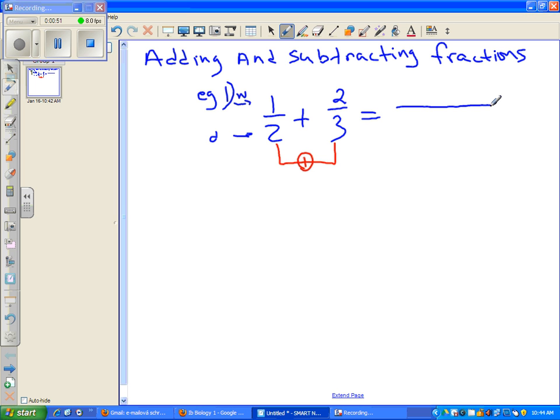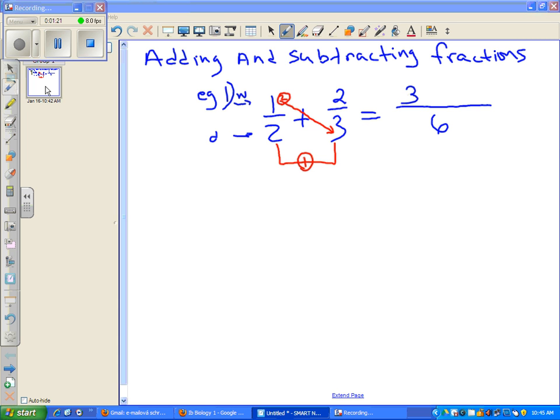So I put the line over here, and I put a 6 on the bottom, because 2 times 3 is 6. Then, the next step is I have to multiply the top, or the numerator, of the first number with the denominator of the second number. In this case, it is 1 times 3. This is step 2. And 1 times 3 gives me 3.